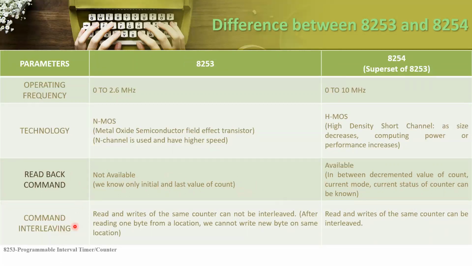The next important parameter is the command interleaving. Again, this command interleaving is not supported by 8253, whereas it is available in 8254. Now, what is this command interleaving? Once we read one byte from one particular location, then we cannot write a new byte on the same location, so the command interleaving is not supported in 8253. If we can read one byte from a location and write a new byte on the same location, it is called command interleaving, and this particular feature is available in 8254.